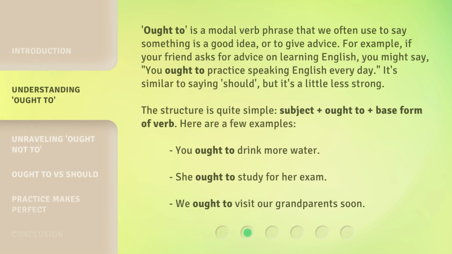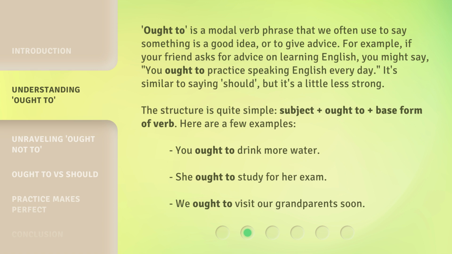Ought to is a modal verb phrase that we often use to say something is a good idea or to give advice. For example, if your friend asks for advice on learning English, you might say, "You ought to practice speaking English every day." It's similar to saying should, but it's a little less strong.